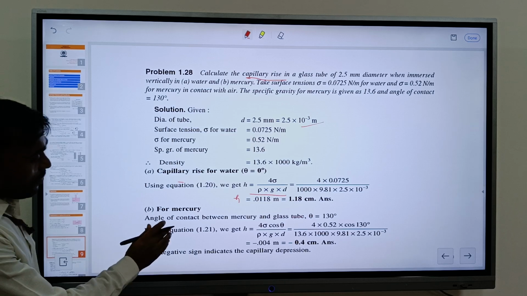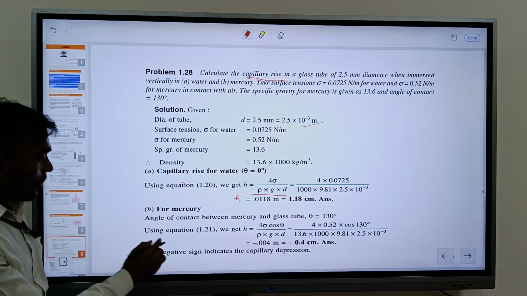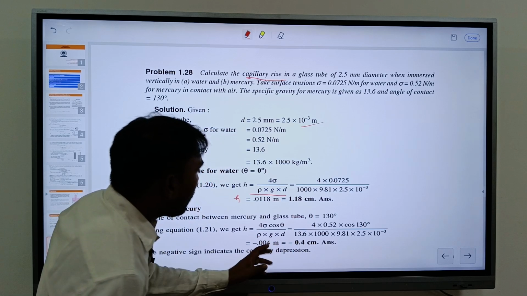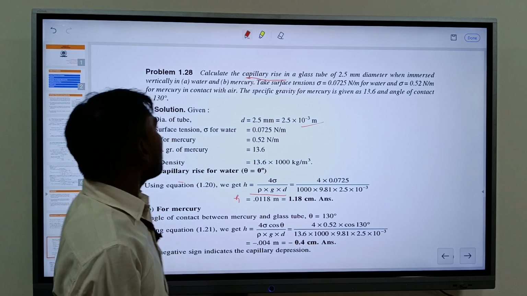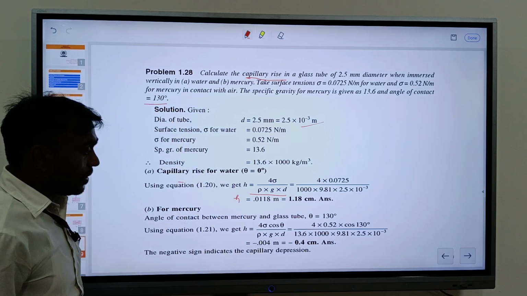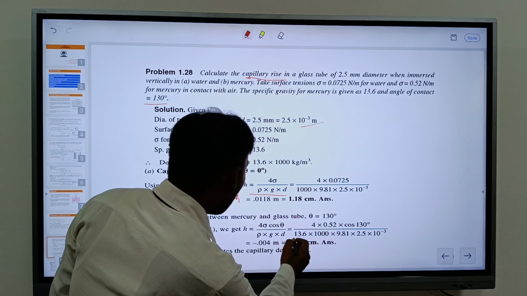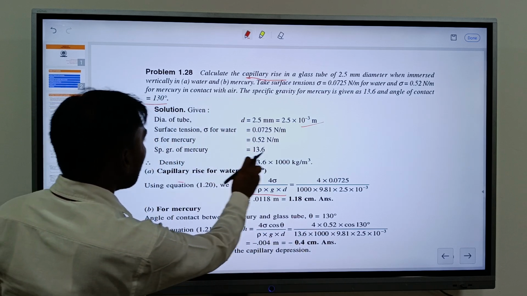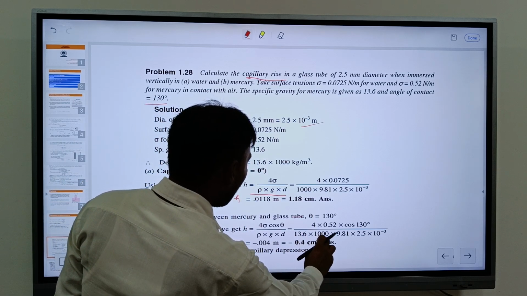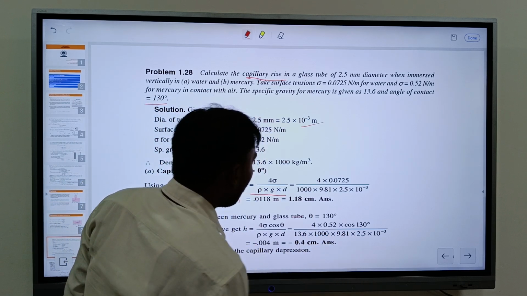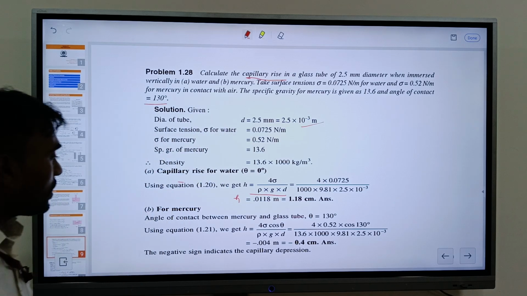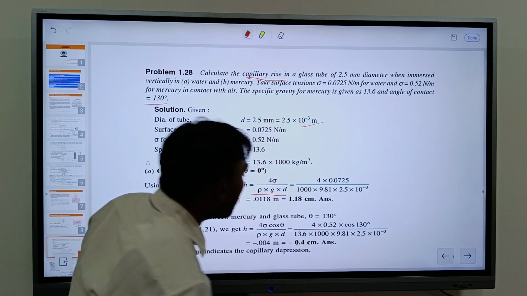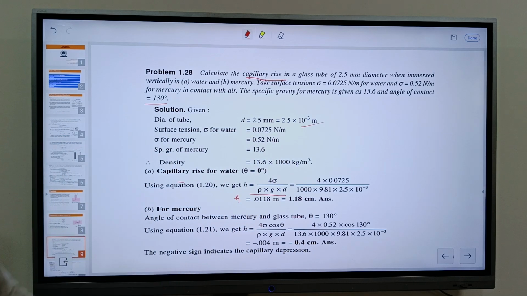Now in a similar way, you can calculate for the mercury case. For example, 4 sigma cos theta divided by rho g d. So put all the values: 4 sigma cos theta, in case of mercury it is given as 130 degrees, and if you put the required values, that is the density of mercury 13.6 into 1000, g 9.81 into d, that is 2.5 into 10 to the minus 3, this value will be equal to minus 0.4 centimeter. Minus sign represents the capillary depression. Okay.